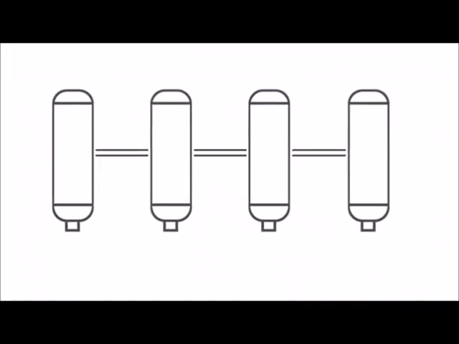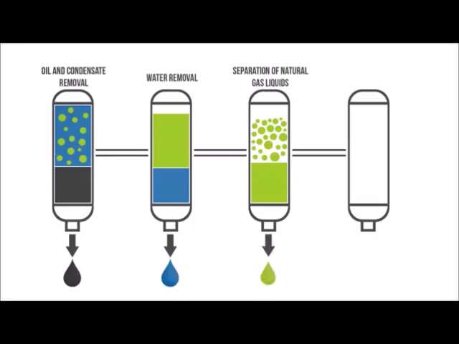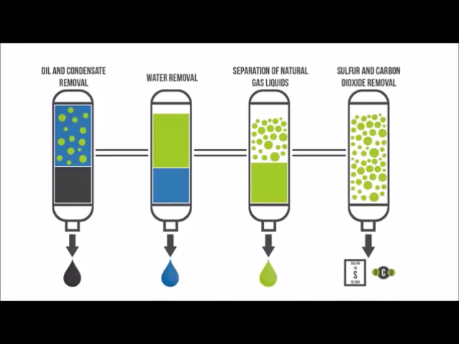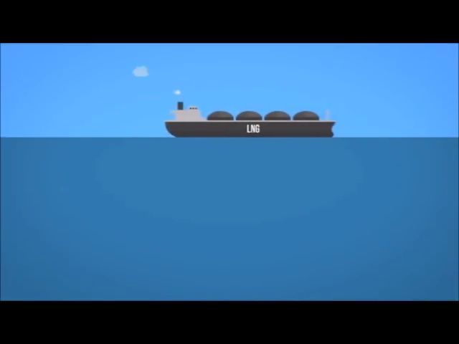Processing involves 4 main steps to remove the various impurities: oil and condensate removal, water removal, separation of natural gas liquids, and sulfur and carbon dioxide removal. Gas is then transported through pipelines called feeders to distribution centers or is stored in underground reservoirs for later use. In some cases, gas is liquefied for shipping in large tankers across oceans. This type of gas is called liquefied natural gas, or LNG.